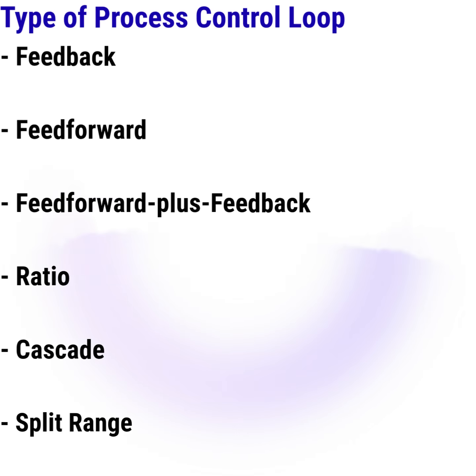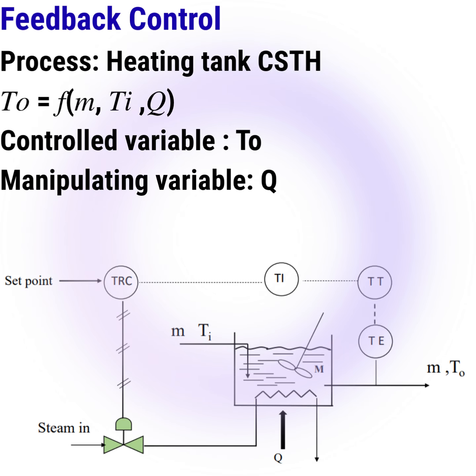Types of process control: feedback, feedforward, feedforward plus feedback, ratio, cascade, split range. Feedback control, process: heating tank CSTH, T2 = f(M, T, Q). Controlled variable: T2.